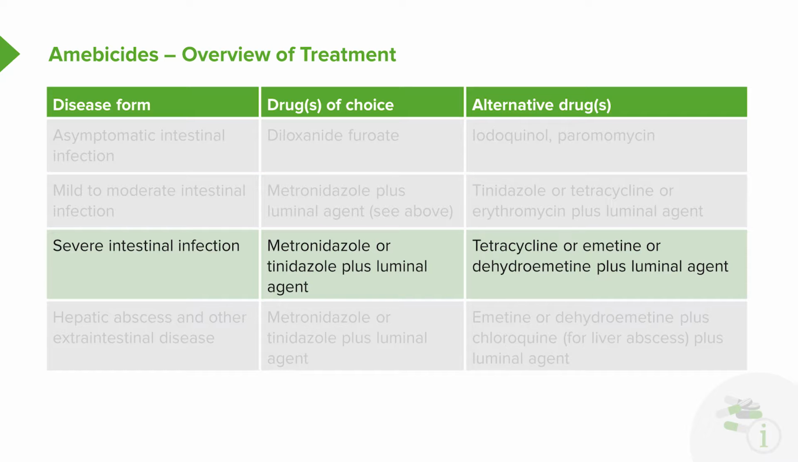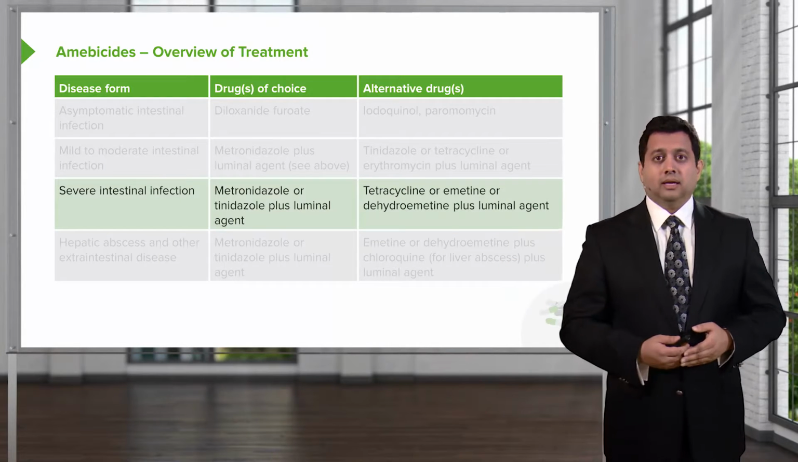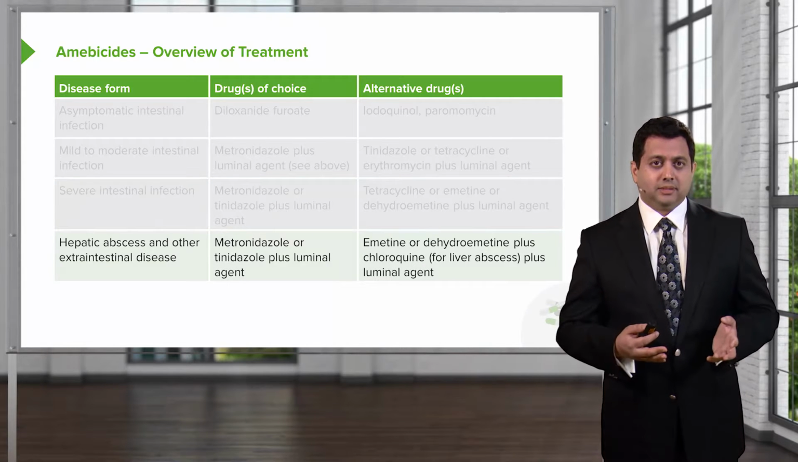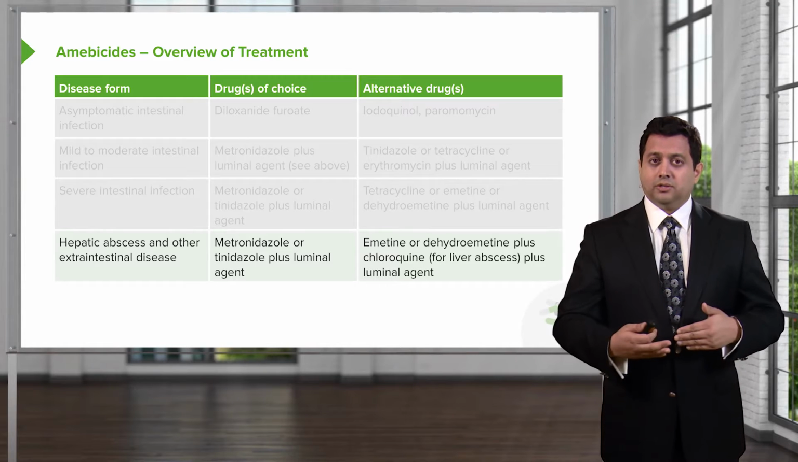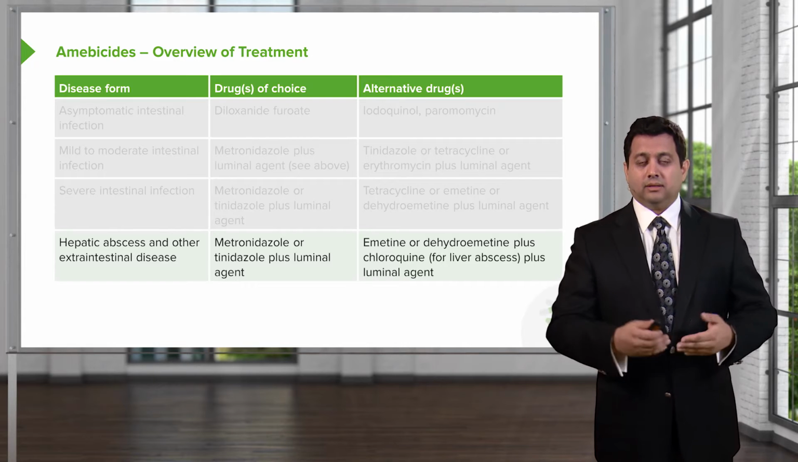With respect to the severe intestinal infections, we of course are going to use metronidazole. Now, if the agent is resistant to metronidazole, we will substitute tinidazole. We will always add a luminal agent with the metronidazole in severe infections. Alternatives can be tetracyclines or one of the emetines as well, plus a luminal agent. In terms of patients who have hepatic abscesses and other types of extra-intestinal disease, we are going to use metronidazole, or in resistant cases, we'll use tinidazole, plus we will add a luminal agent.